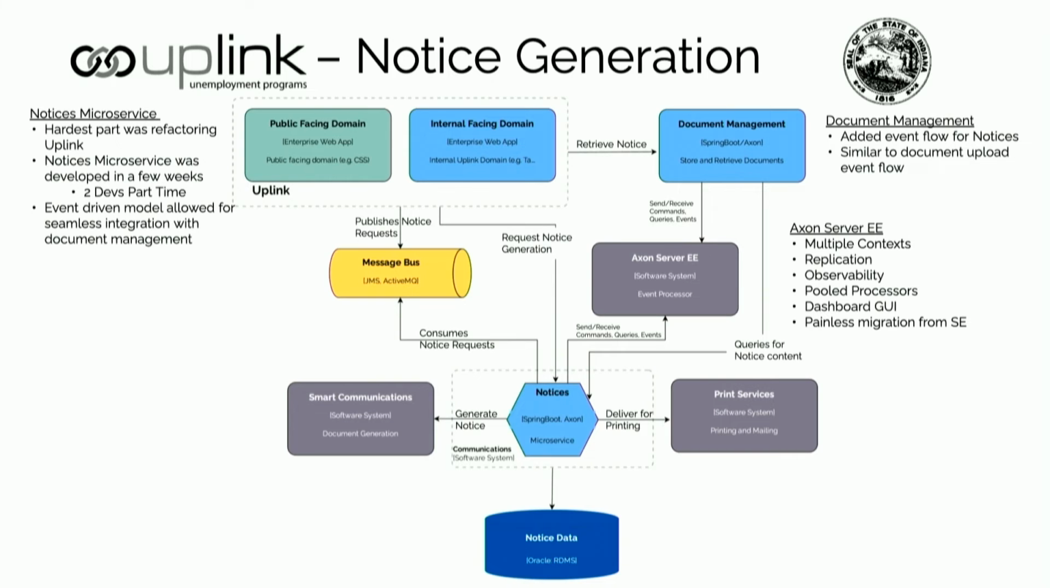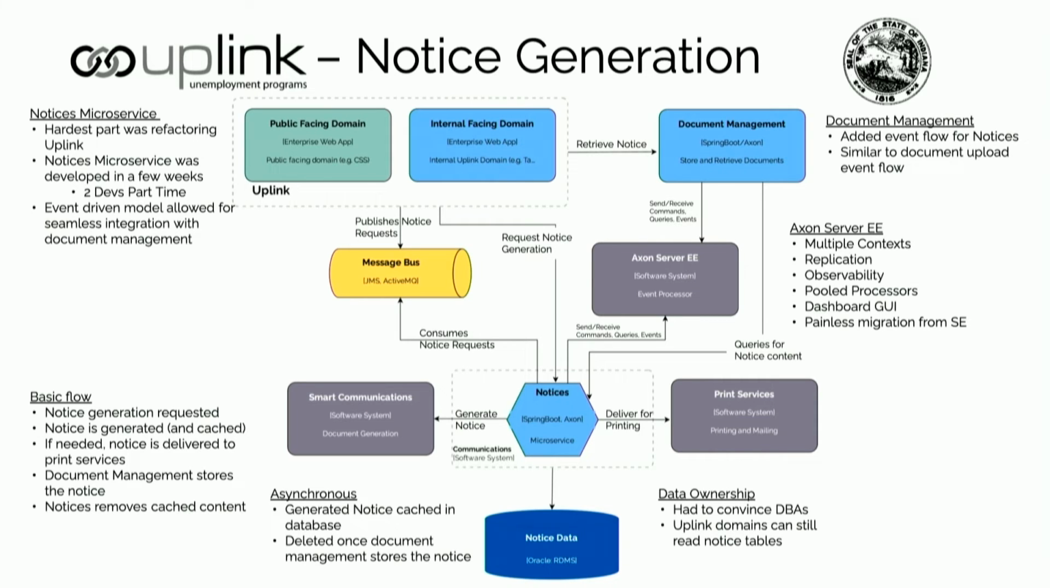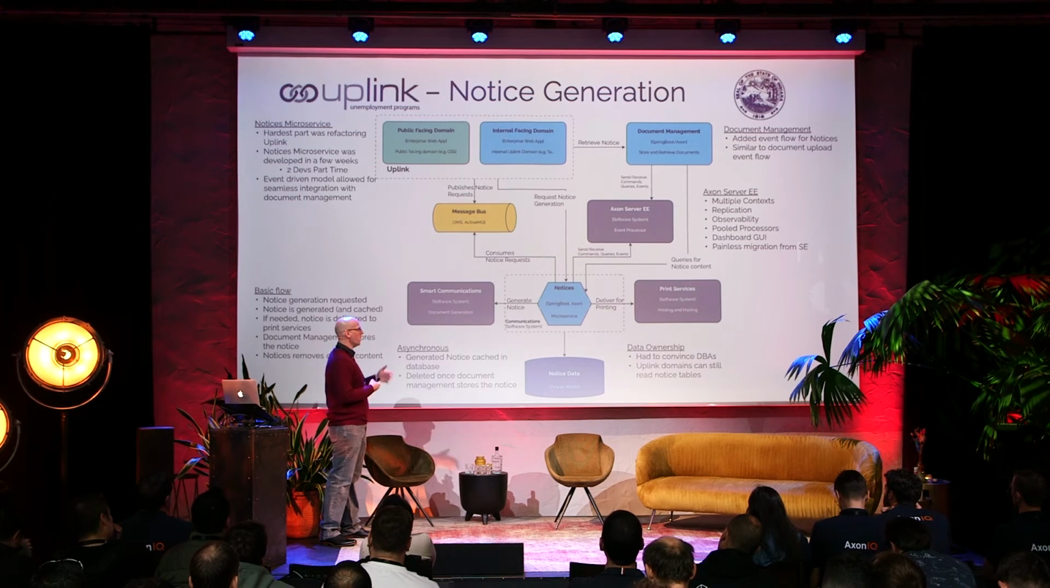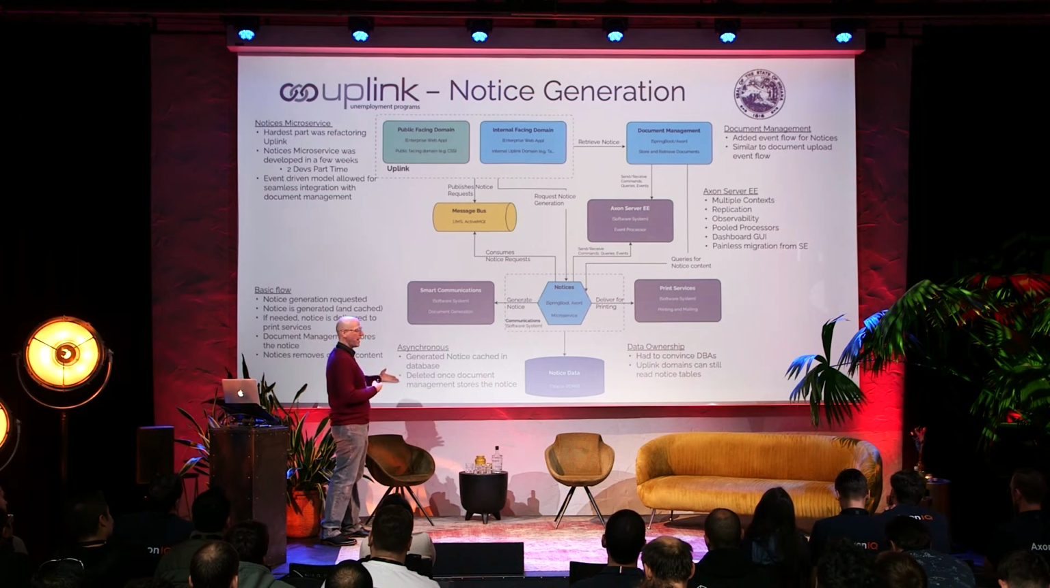It was very similar to doc upload, so it was easy to put in. So the basic flow is the request comes in, the notices microservice calls Smart Communications to get it, saves that content in a cache until document management stores it. And if it needs to be printed, there's a saga involved that coordinates printing it and making sure it's stored in document management before the cache is deleted.